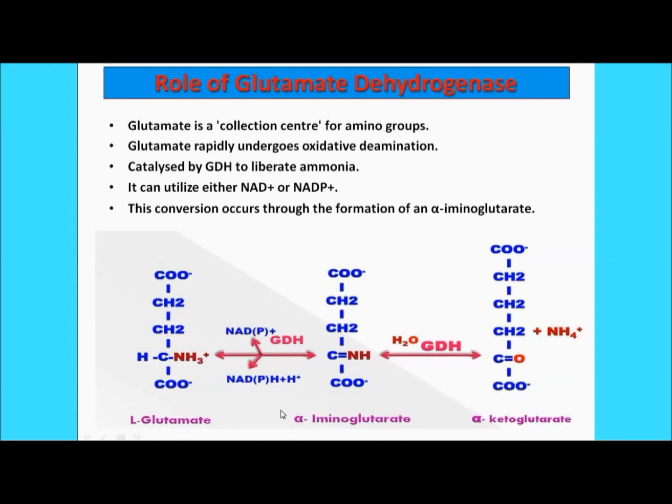Now you can see here it has formed the alpha aminoglutarate, right? And you see here this NH3 positive amine group has now been reduced to an amino group, meaning NH. Now from here you can see finally you will get alpha ketoglutarate, or it will finally get converted into alpha keto acids, and this ammonia is finally released. This ammonia is released, and this will enter into the synthesis of urea.